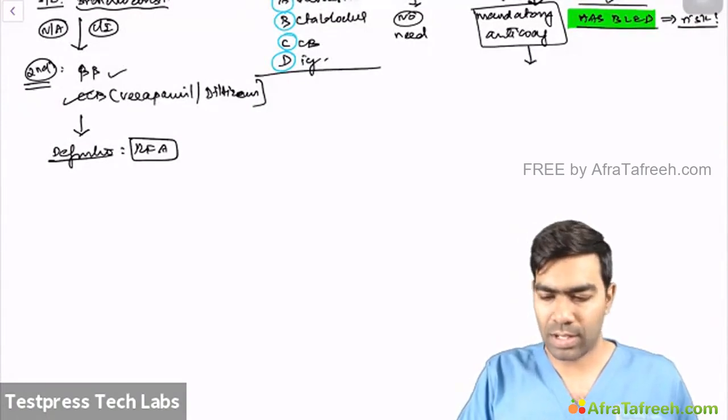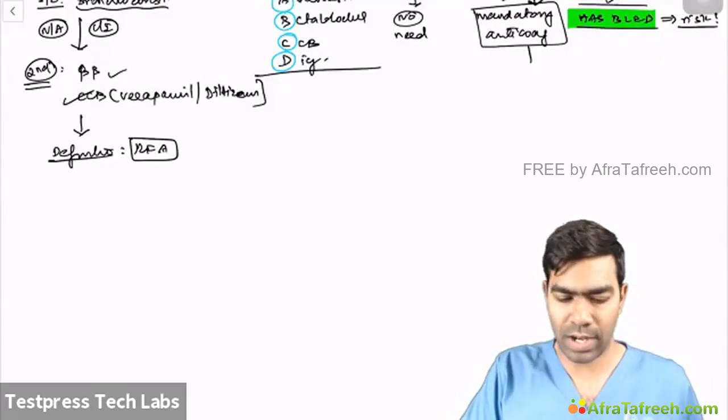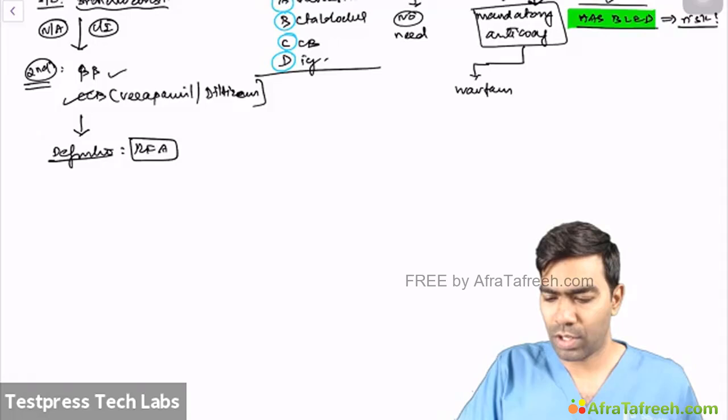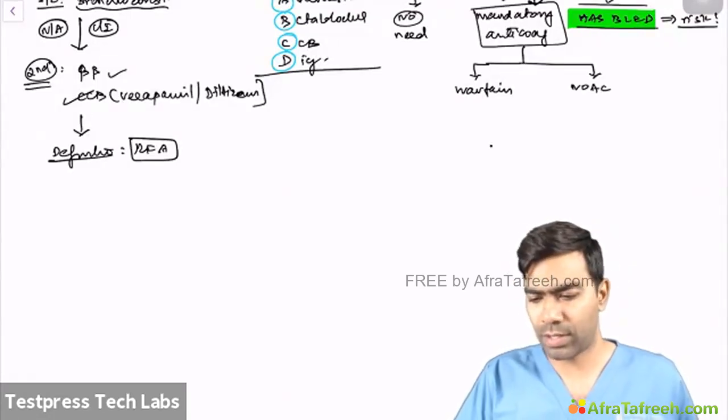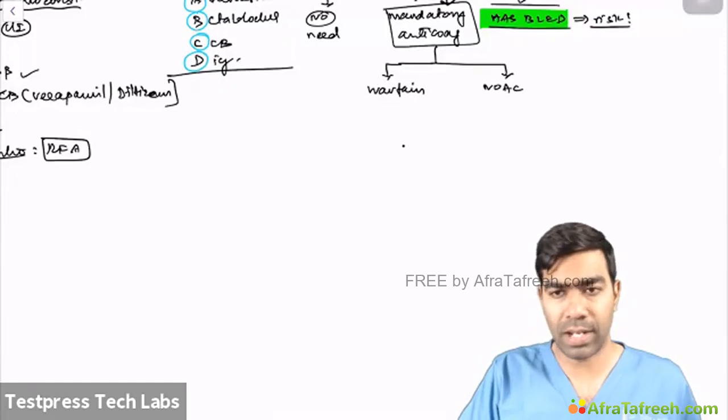So what are the ways to give anticoagulation? Either you can give warfarin, or you can start with NOACs. Those are novel oral anticoagulants. Previously I've told you multiple times about the novel oral anticoagulants. There are many agents.